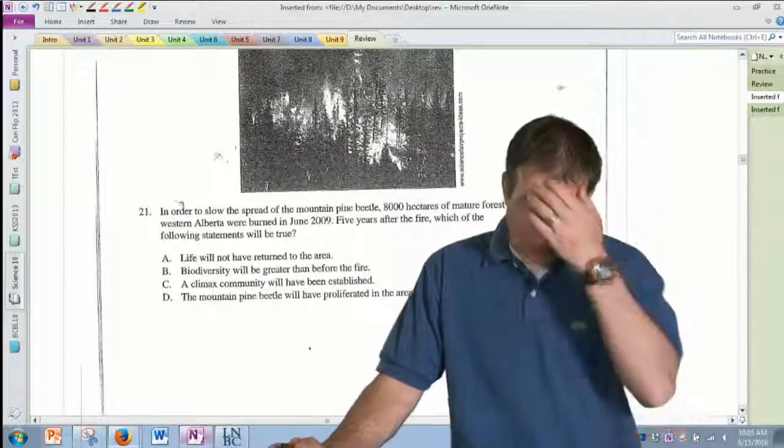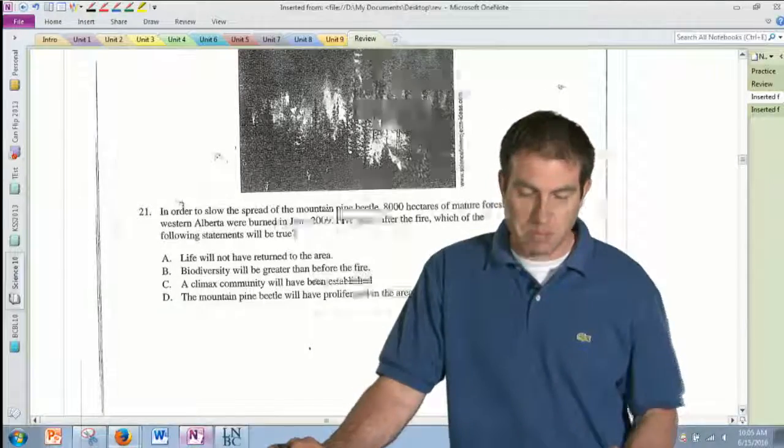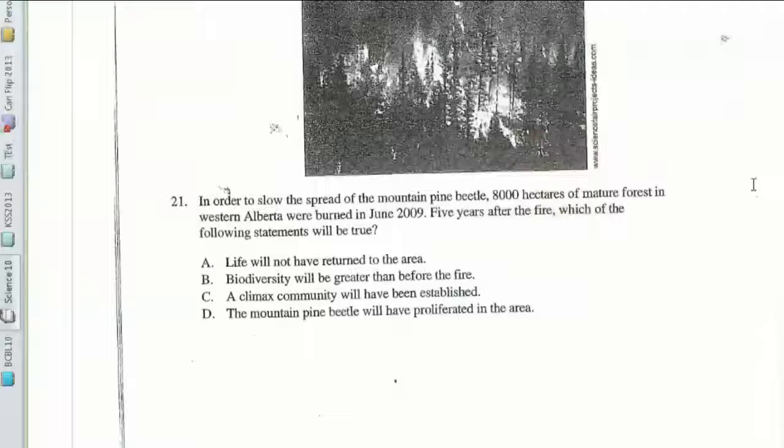In order to slow the spread of mountain pine beetle, isn't that weird? The same question on the next exam is about mountain pine beetle, just like it was in the first exam. They don't get too creative when they make these exams. In order to slow the spread of mountain pine beetle, 8,000 hectares of mature forest in western Alberta were burned. 5 years after the fire, which of the following statements would be true? Life would not have returned to the area. I think this is what you were asking about last day.